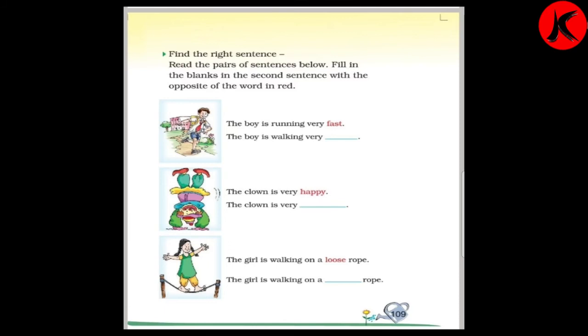Find the right sentences. Read the pairs of sentences below. Fill in the blanks in the second sentences with the opposite of the word in red. Now what does it say first? Find the right sentence. Read the pair of sentences below. These are two pairs. We have to read it carefully. Fill in the blanks in the second sentence with the opposite of the word in red. Now this word is given. Now we have to find its opposite. We'll do the exercise, we'll come to know.